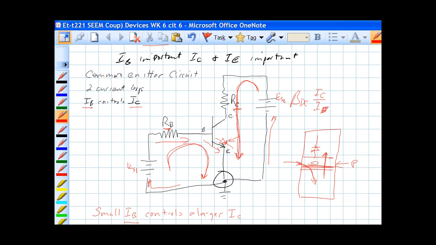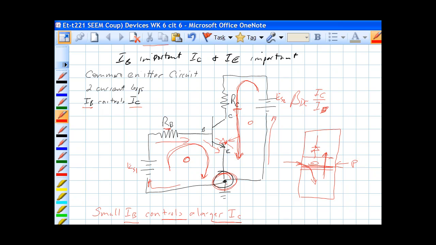Now keep in mind that the base current controls a larger collector current. In this we have the two loops for current flow. We have the collector loop here, and we have the base loop here. Yeah, and we're back to conventional current flow. They call this a common emitter circuit because the emitter is set on ground. It's common. That's the common point.